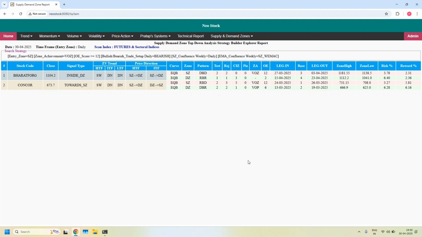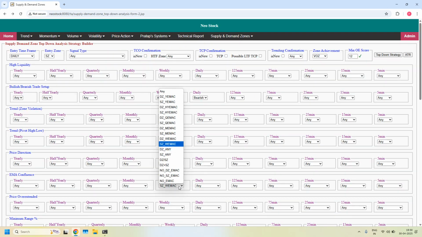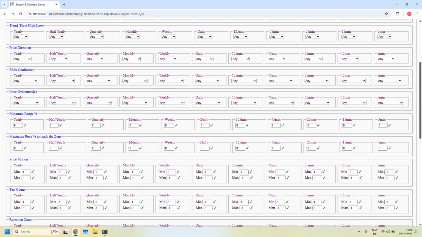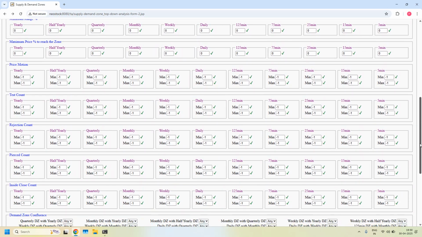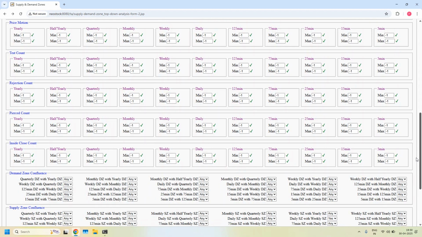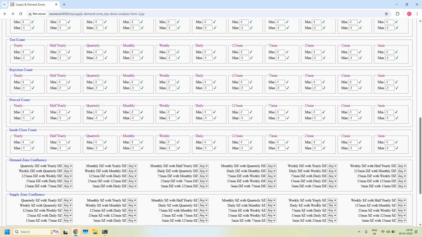Okay, next we will look into LTF, ITF and HTF supply zone confluence supported stocks. I am removing the EMA filter. In the supply zone confluence, we have to set 3 filters. The first filter is already enabled: daily with weekly supply zone confluence.